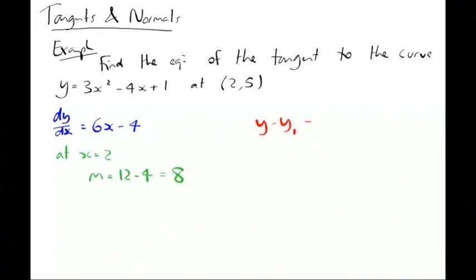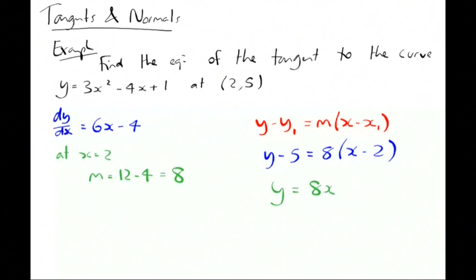We're going to use our equation y minus y1 equals m(x minus x1). At the point (2, 5), we get y minus 5 equals 8(x minus 2). We're going to expand this out and simplify it at the same time. 8x, 8 times minus 2 is minus 16. Move the 5 across, so we get y equals 8x minus 11.